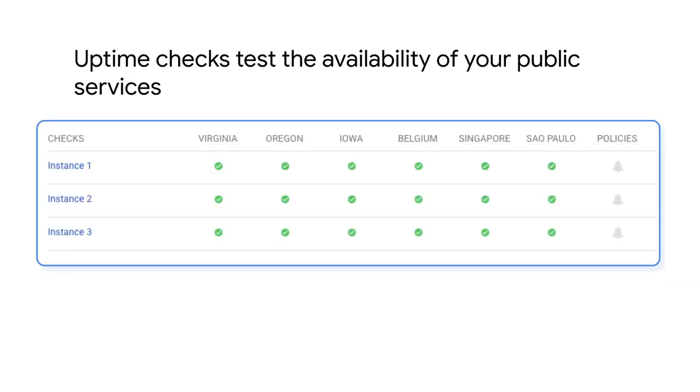Uptime checks can be configured to test the availability of your public services from locations around the world, as you can see on this slide. The type of uptime check can be set to HTTP, HTTPS, or TCP. The resource to be checked can be an App Engine application, a Compute Engine instance, a URL of a host, or an AWS instance or load balancer. For each uptime check, you can create an alerting policy and view the latency of each global location.